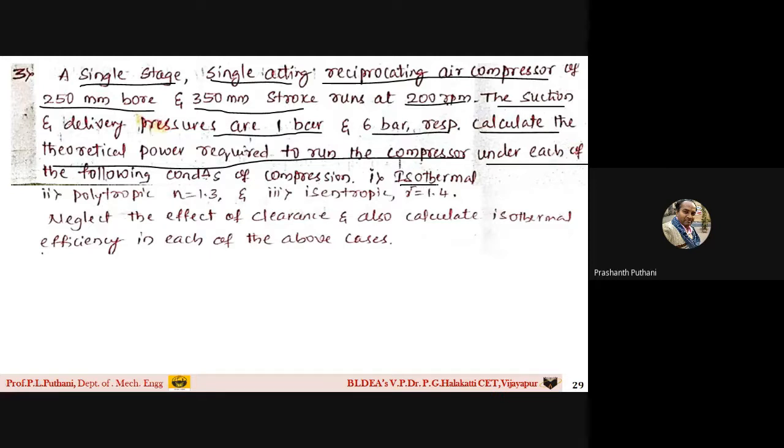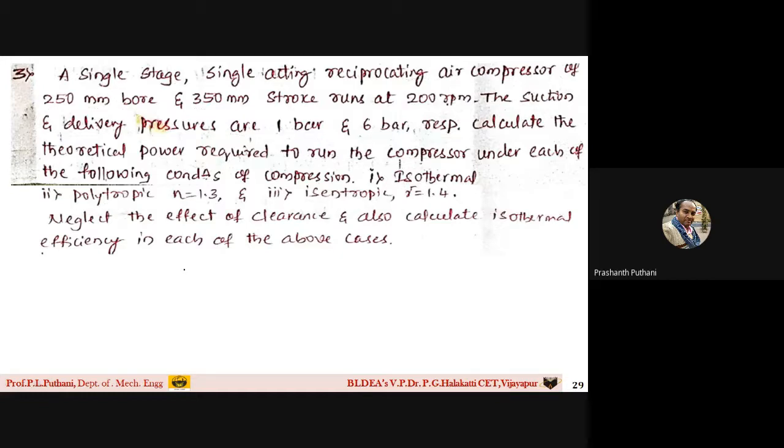First condition is isothermal process. Second condition, polytropic with the value 1.3. Then third, we have isentropic with the value 1.4. Neglect the effect of clearance and also calculate isothermal efficiency in each of the above cases. So, can you tell me what is the given data in this particular problem, students? What are the things given in this particular problem, one by one?